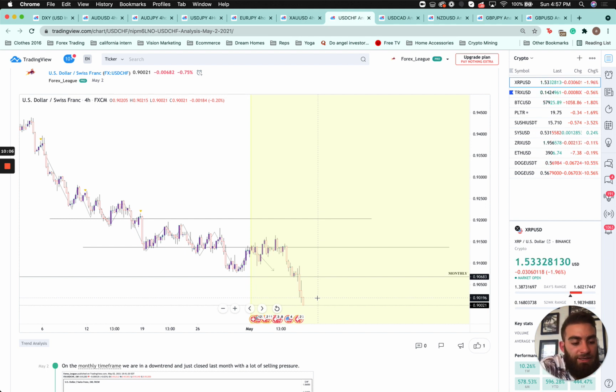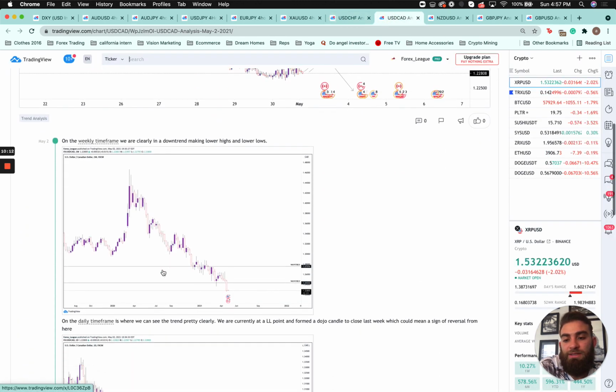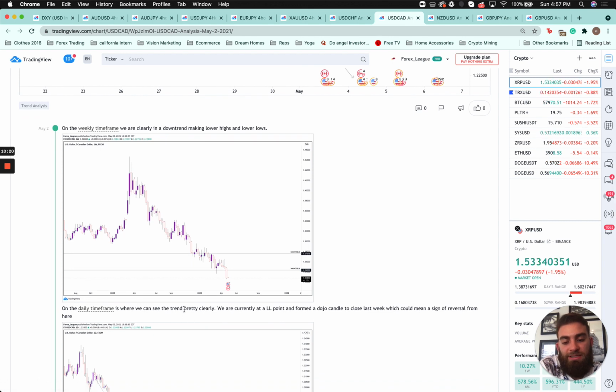So, definitely a good trade idea on this one. Let's go to USD CAD next. On the weekly time frame, we are clearly in a downtrend, making lower highs and lower lows. On the daily time frame is where we can see the trend pretty clearly.